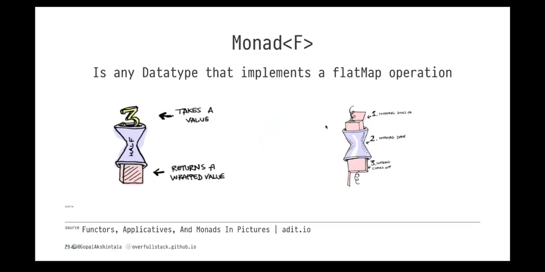So the monad supports flatMap in addition to map. So flatMap, why do we need flatMap? When you have dependent operations to compose. Again, I'll come back with a simple example. So imagine you have two functions, both returning a wrapped value.